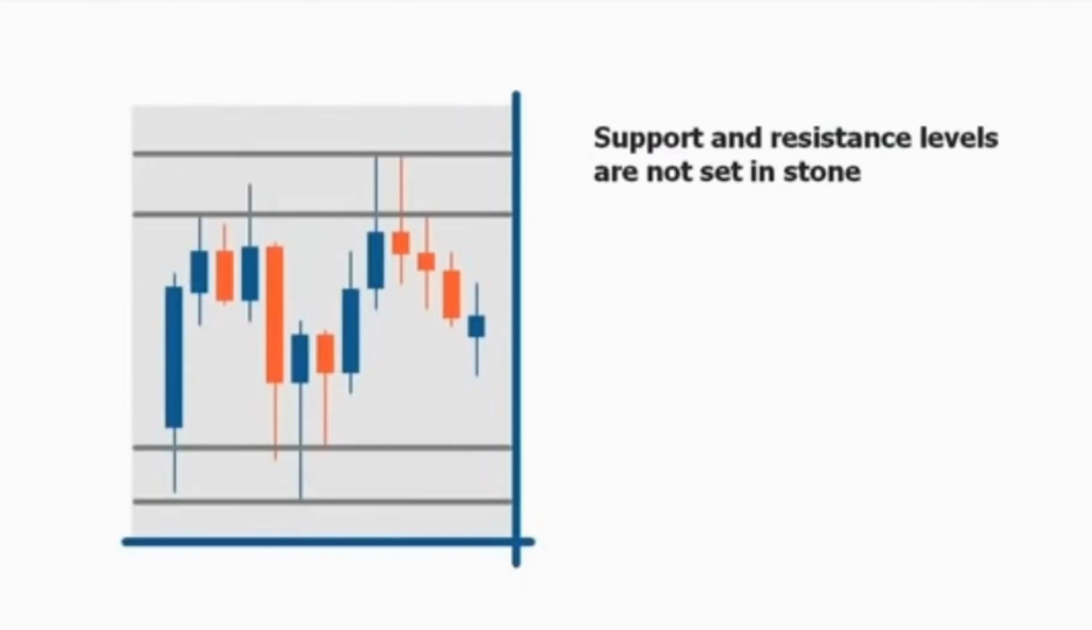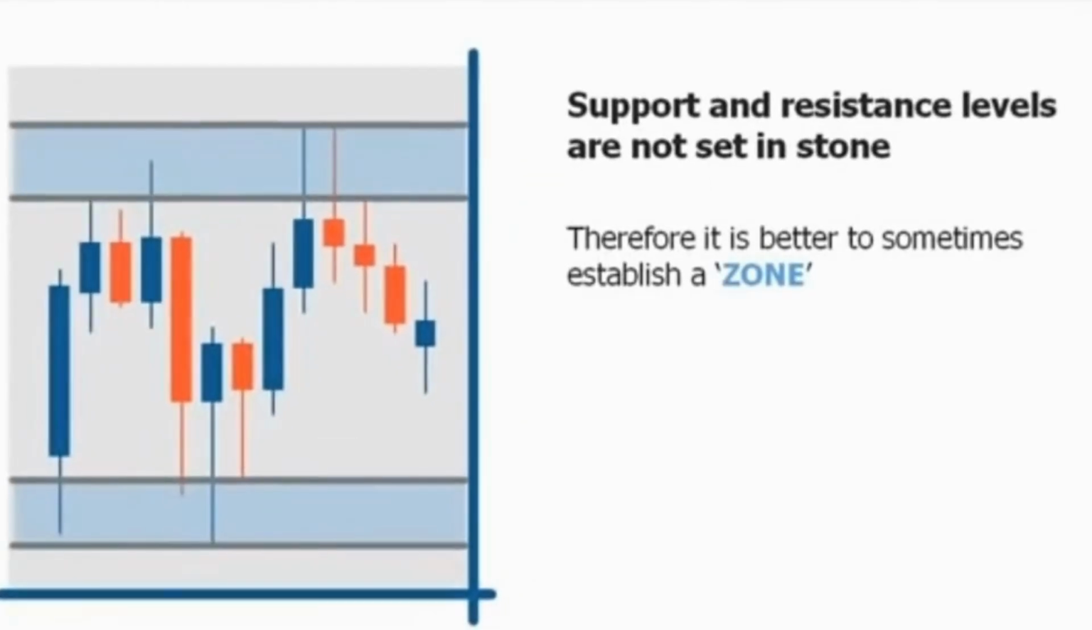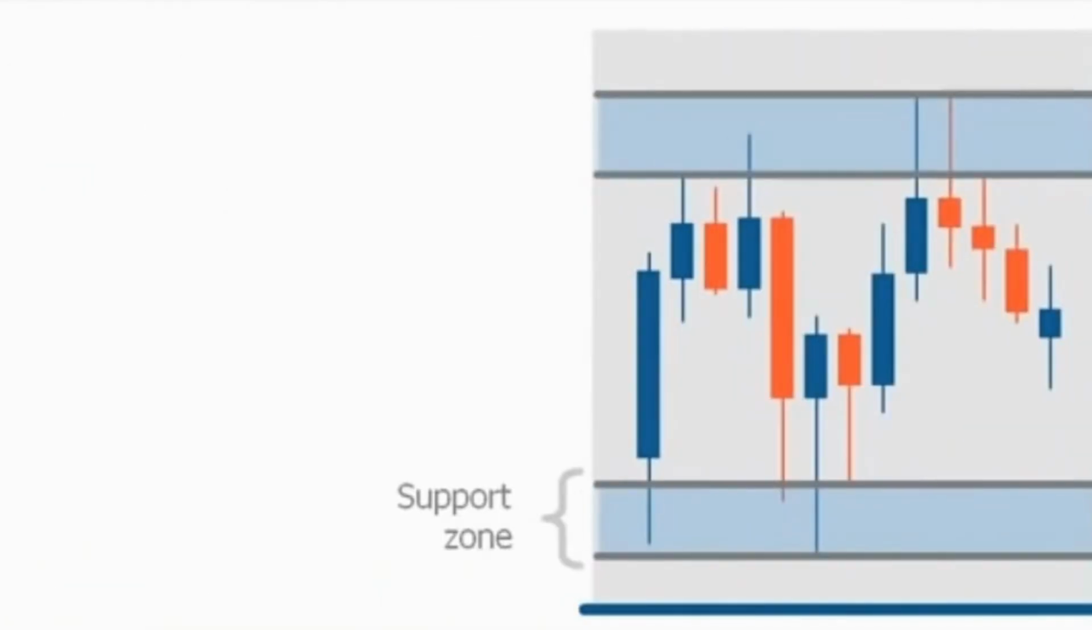The levels that are used for support and resistance are not set in stone. Sometimes it is better to use zones rather than fixed levels. As you can see on the chart, at the support, there was not just one level where the buyers entered the market and started to buy, but rather an area where they did. The same goes for the resistance area. There is not a single level, but a zone where the sellers came into the market.